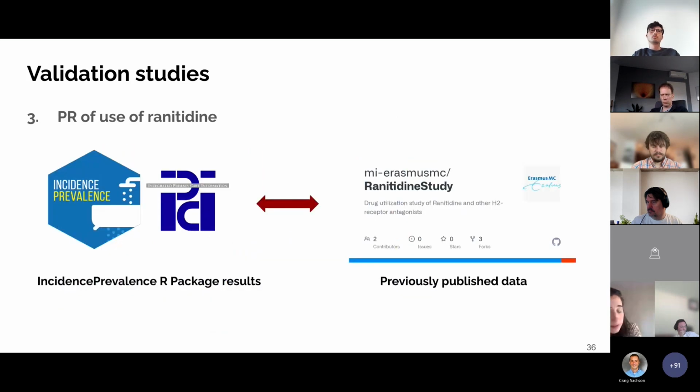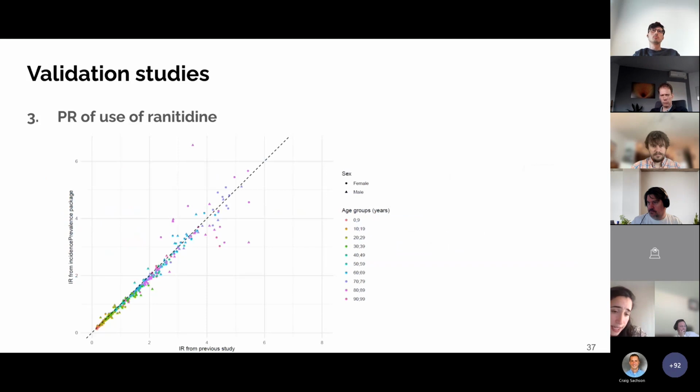And lastly, we replicated a drug utilization study of ranitidine using data from IPCI. And the results also show high agreement between those reported in the package and those previously published.